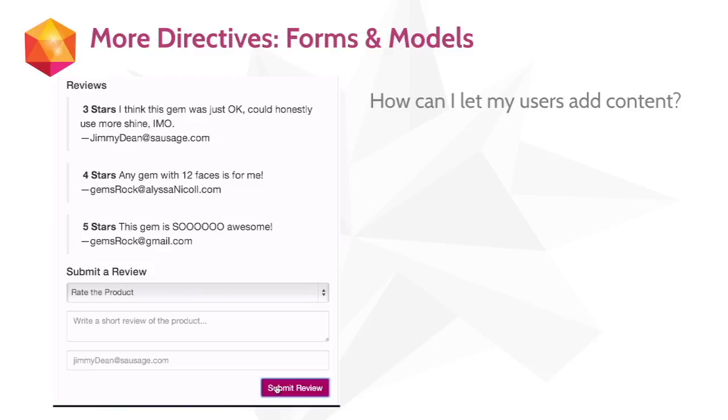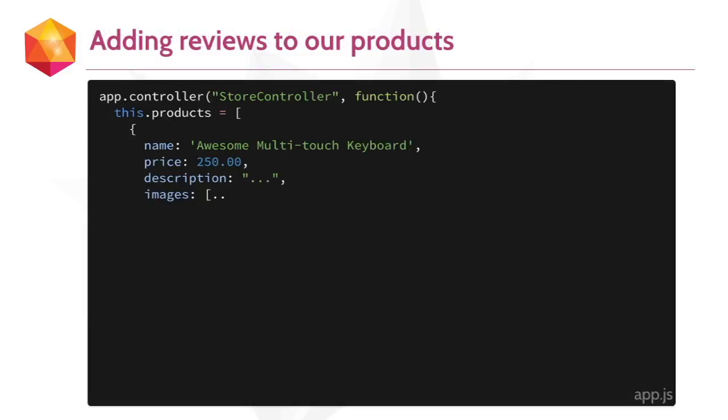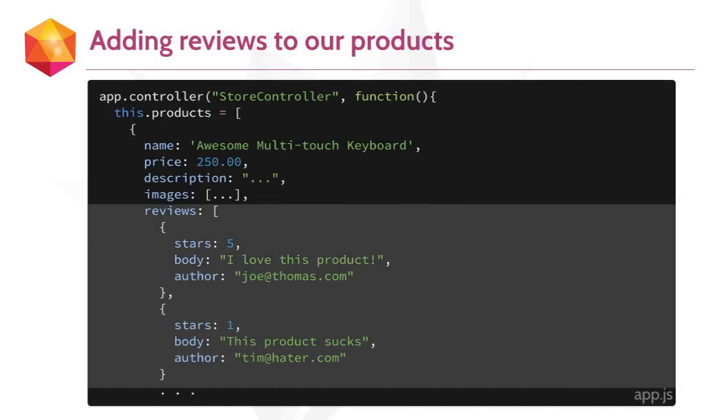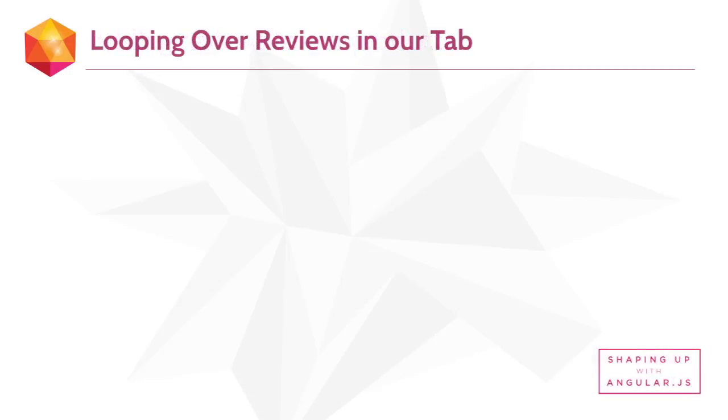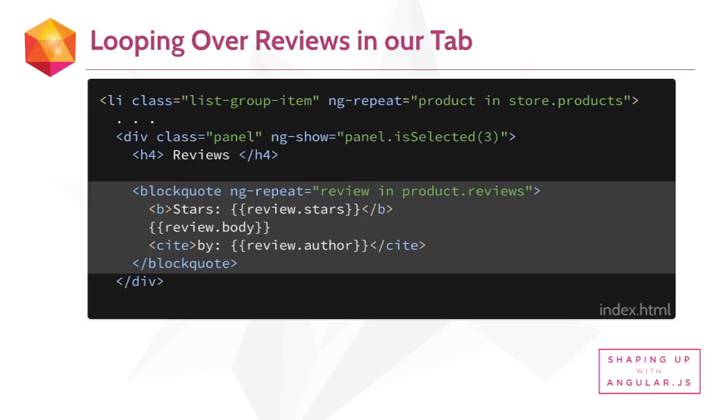Let's figure out how to do this. We haven't dealt with reviews before. Here you can see we just added it to our products array. So you can see each product has an array of reviews, which each have properties. Next, inside of our reviews panel, we'll simply do another ng-repeat for review in product.reviews. So this is another loop inside of our original product loop. And inside there, we'll print out the review stars, review body, and review author.